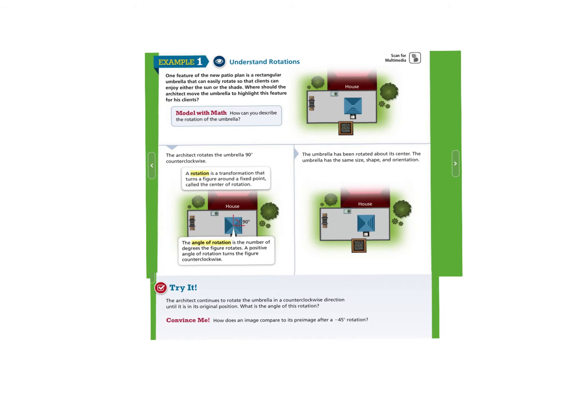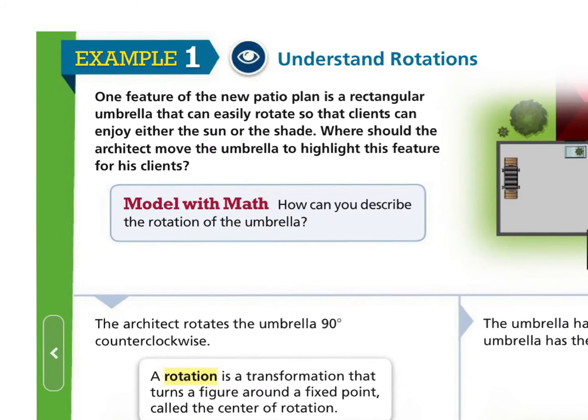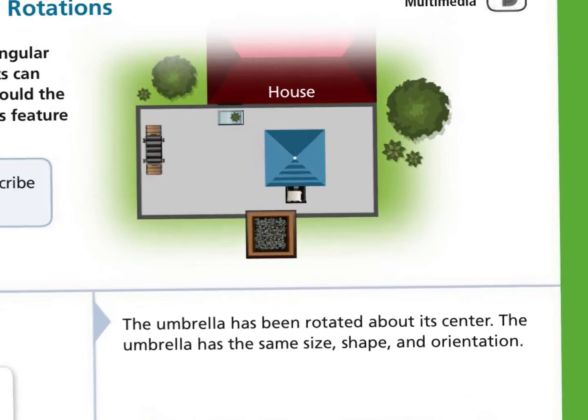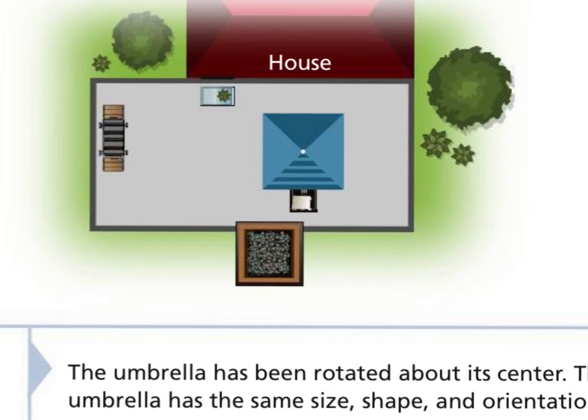If you look at example 1, they're talking about rotating an umbrella. They can be rotated so clients can either enjoy the sun or the shade. You can see the little lines going across on one part of the umbrella, so we can distinguish where it is now and where it is after we rotate it.